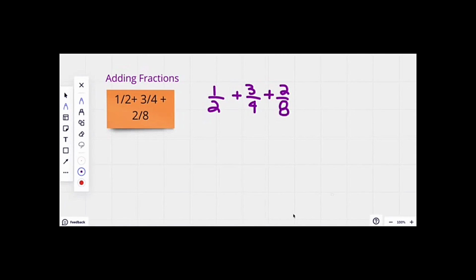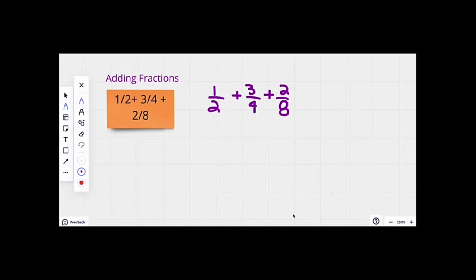Okay, for our last example, I wanted to try something a little bit more difficult, and that is adding 3 fractions together. So is there a difference between adding 2 fractions, 3 fractions, or 4 fractions together? No, there is no difference in how many fractions we're adding together. The rules are still the same.